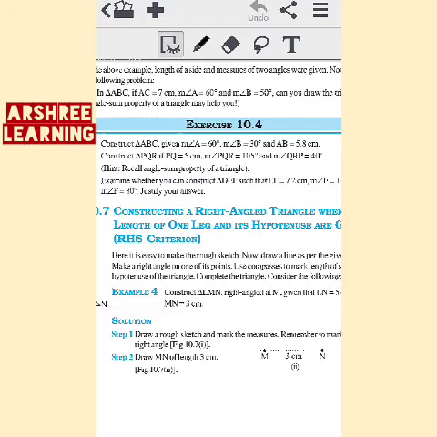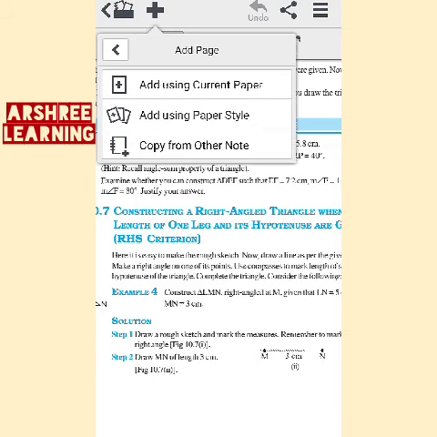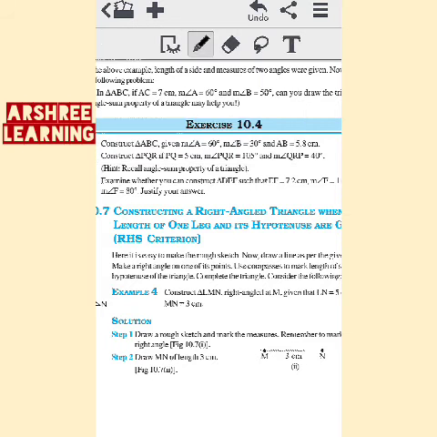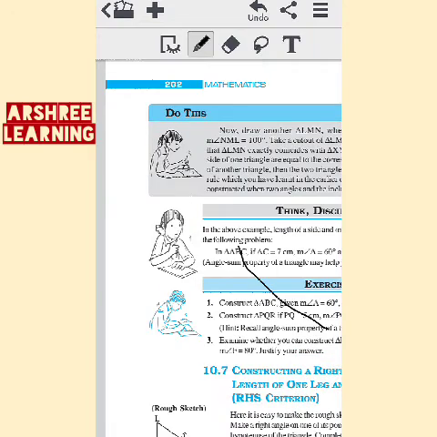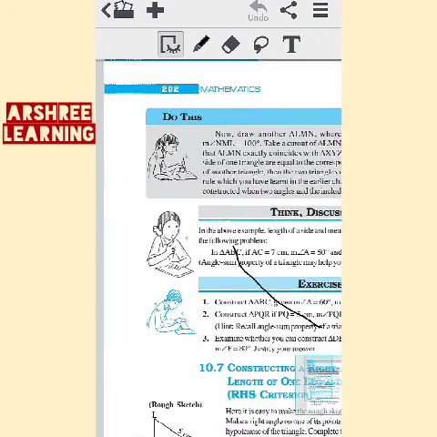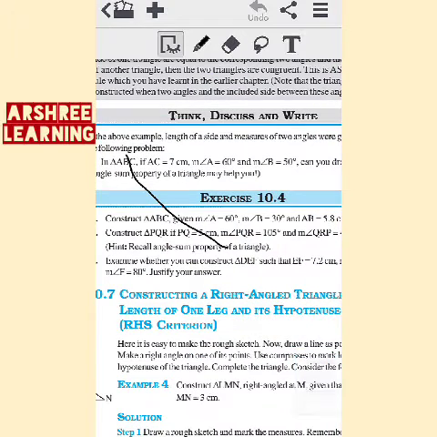The property of construction is that first of all you will make a rough figure. In the rough figure you will draw a triangle, and the name of the triangle given is triangle ABC. Triangle ABC, angles A and B are given.